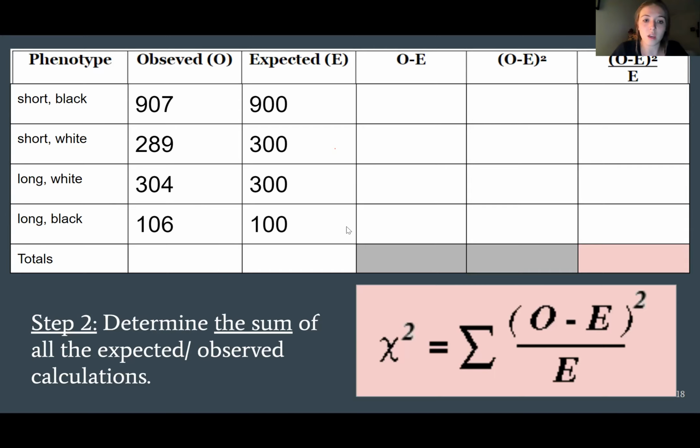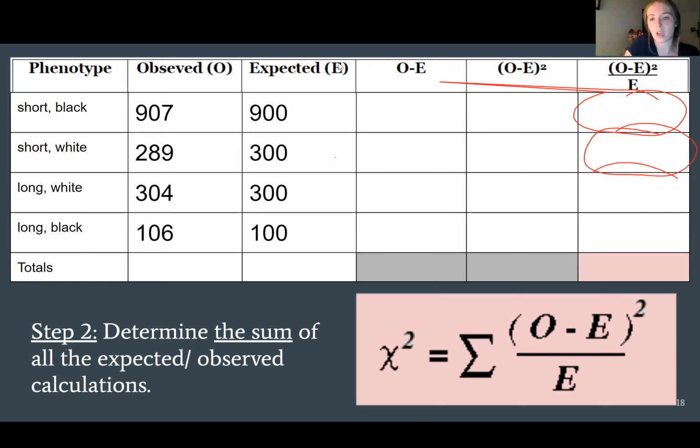And then what is going to be the observed minus the expected over the expected? And then you add each of these values together. You're going to add each of these different phenotypes together, and that's going to give you your chi-squared value. That's essentially the value that you're trying to calculate using the equation. Make sure you pause the video and try to make this happen, okay?